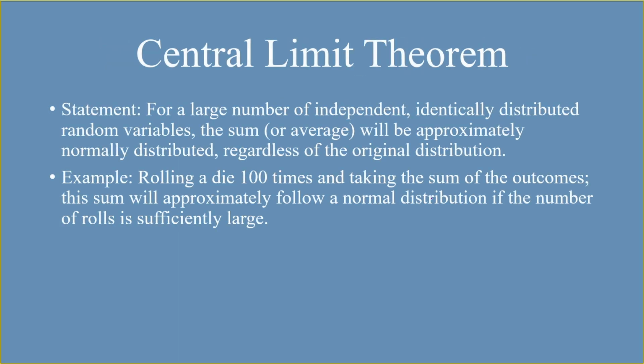And now we move to the central limit theorem. What is the statement? For a large number of independent, identically distributed random variables, the sum or average will be approximately normally distributed regardless of the original distribution. What is the example here? Rolling a dice 100 times and taking the sum of the outcomes, the sum will approximately follow a normal distribution if the number of rolls is sufficiently large.